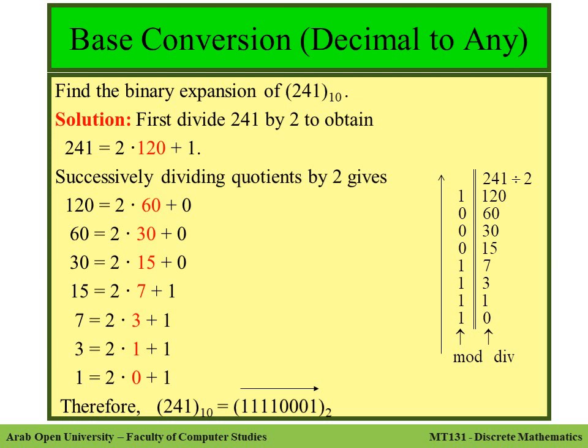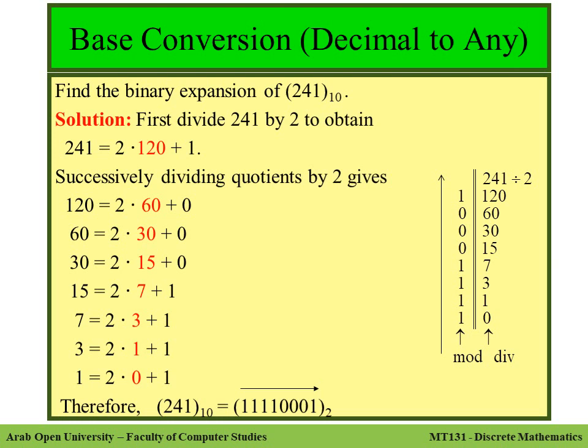Let's see how we can convert from a decimal number into another base. In this case, we will start by converting a decimal number, or number written in decimal notation, to binary notation. Find the binary expansion of 241. 241 here is a number written in decimal notation.